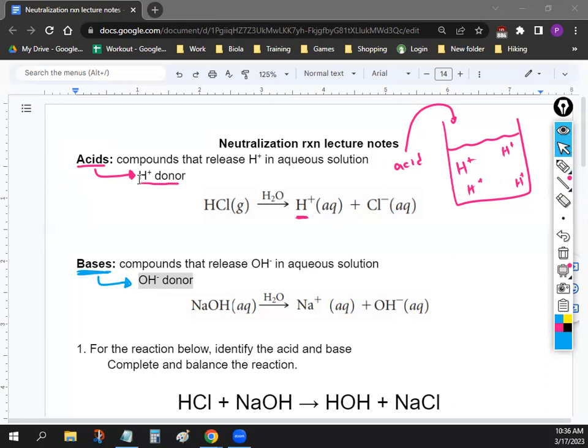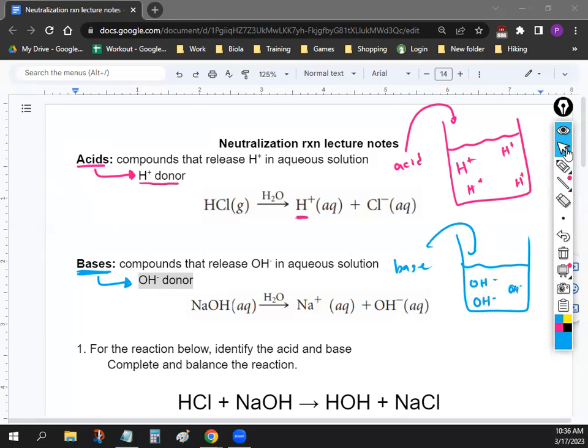Okay, so acids, they release H plus, and bases, same thing. If I have a container and I put a base in there, it's going to produce OH minus. Okay. All right, so those are the two definitions for this unit.